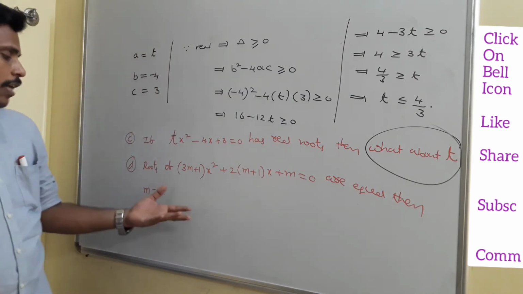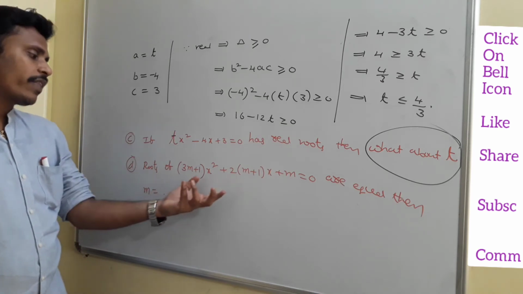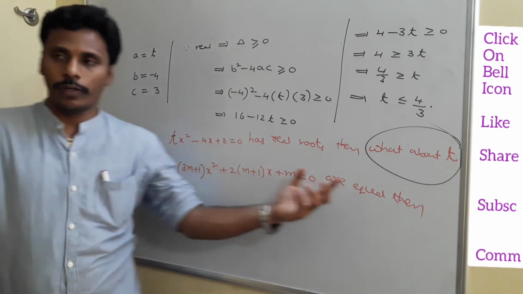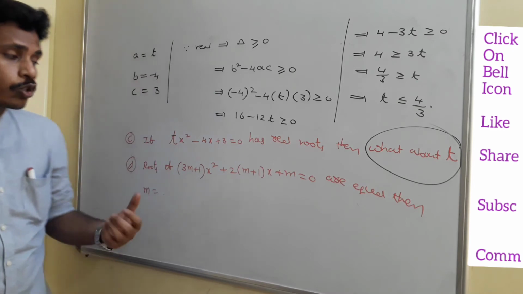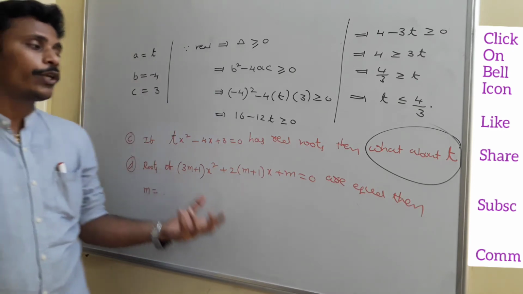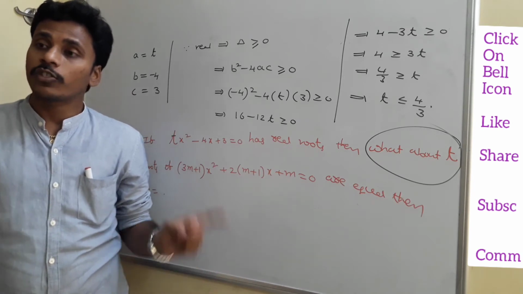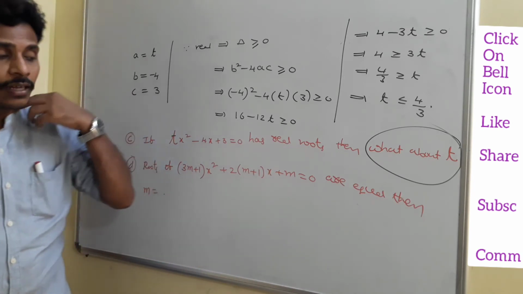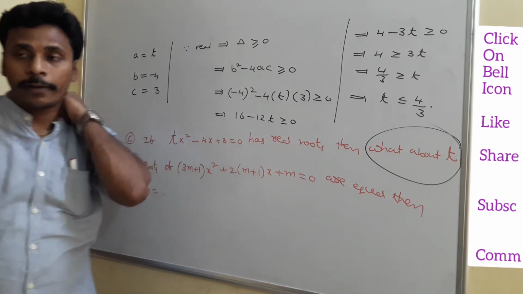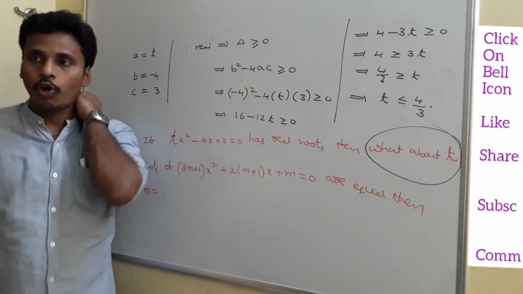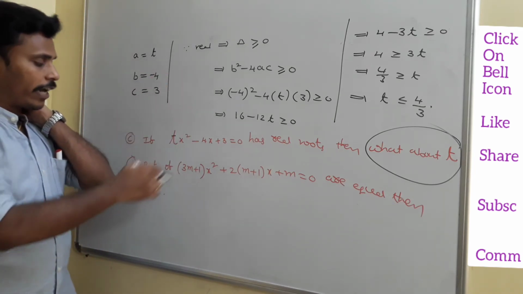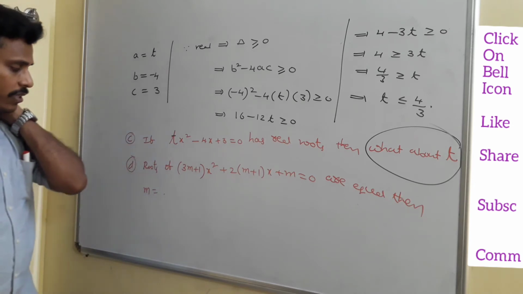And now the last one, the question says that the roots of this equation are equal. As they mentioned that the roots of this equation are equal, we need to equalize delta to 0, because it has equal roots, in the sense of only one root. So you need to make delta equal to 0, then by that find the value of m. After this, try to complete this last one.